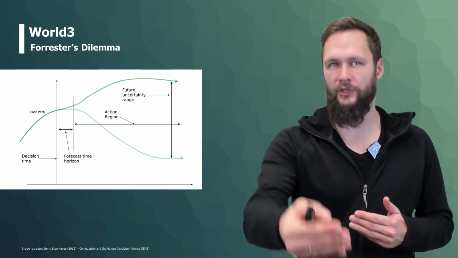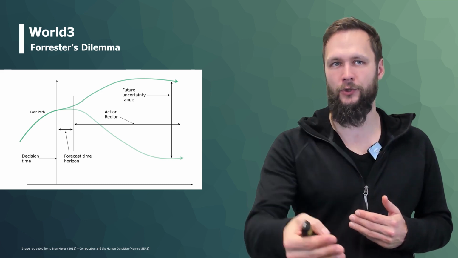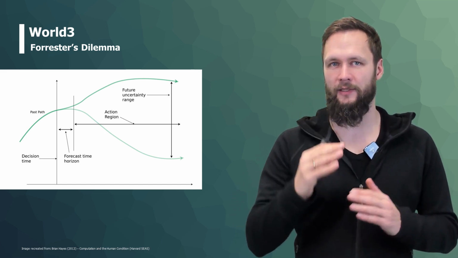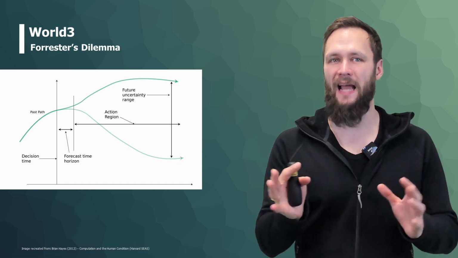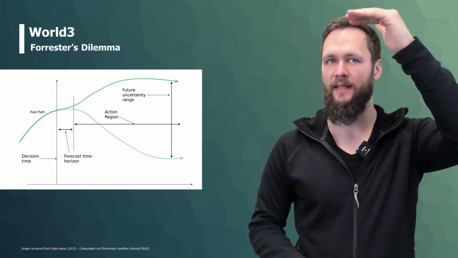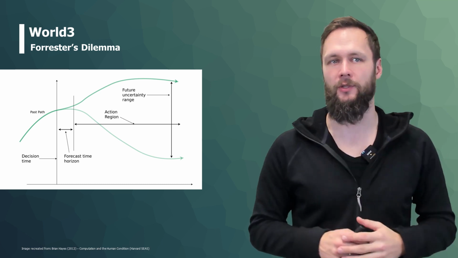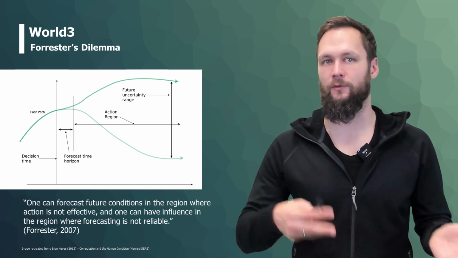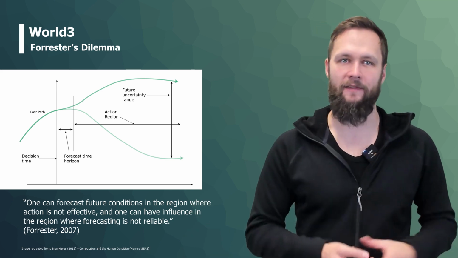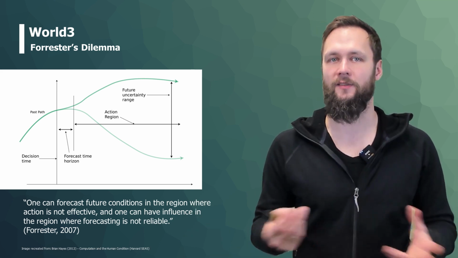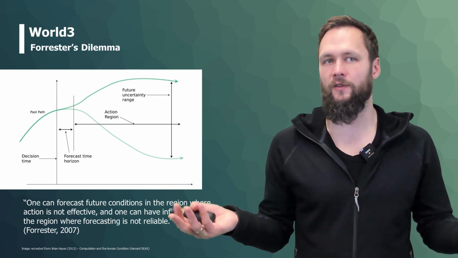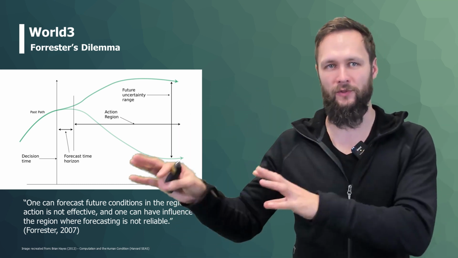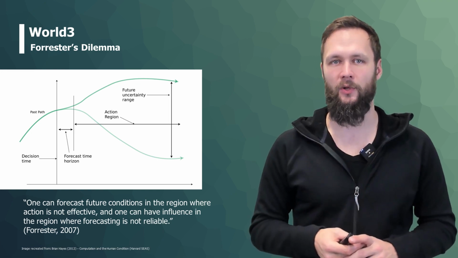But the further you go into the future, the more uncertainty you produce, and you have more and more different things that could happen, which then lead to this rather big gap for an uncertain future. So one can forecast future conditions in the region where action is not effective, and one can have influence in the region where forecasting is not reliable. So this is called the Forrester's dilemma, and I would like you to keep that in mind when we move now to the forecast results that the World3 model provides.